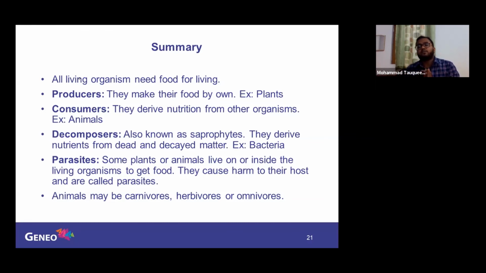It is very useful for agriculture because they release nutrients and minerals into the soil, which are taken back by the plants. Parasites live on or inside the body of an animal and derive food from there, but they also harm their host, like mosquitoes and many bacterial or viral attacks that happen nowadays. Animals may be carnivores, herbivores, and omnivores.